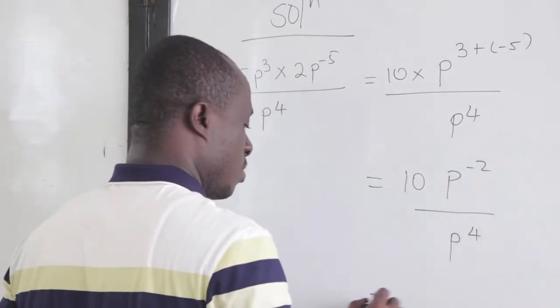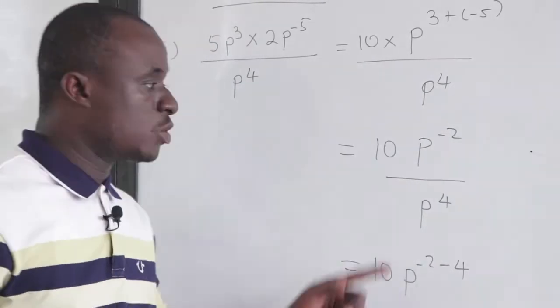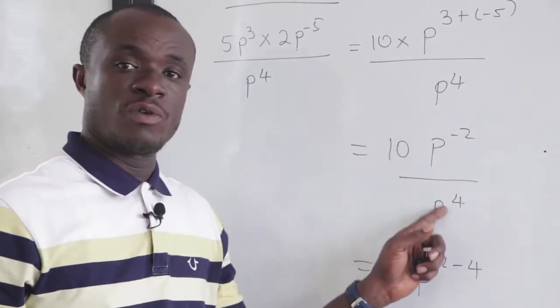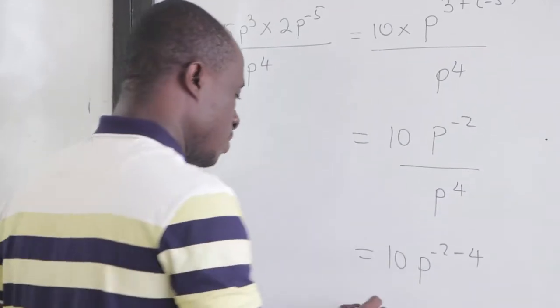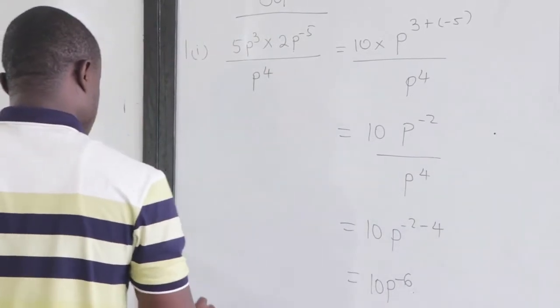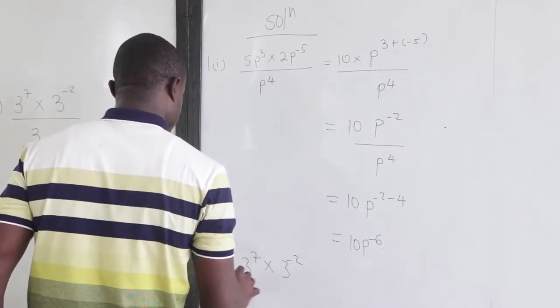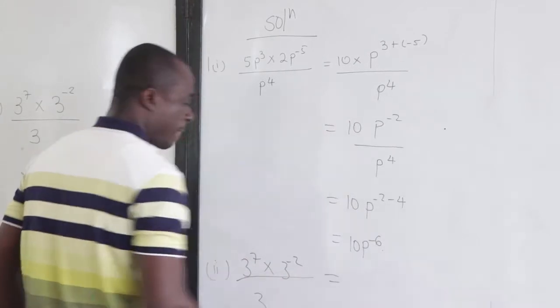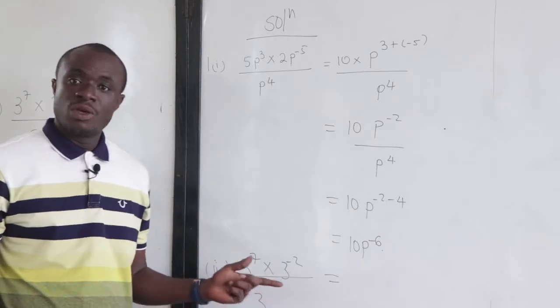This can go on top, so we have 10p^(-2-4). Why are we subtracting p to the power 4? Because we are dividing, we subtract the exponent. So we have 10p to the power negative 6. Now let's see the second one. 3 to the power 7 times 3 to the power negative 2 all over 3. Now what is it telling us? It is telling us that when we are multiplying and the bases are the same, we add the exponent.